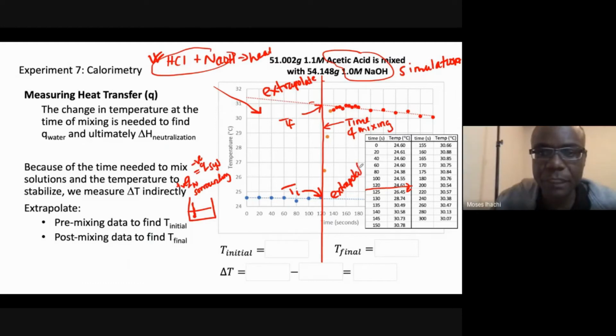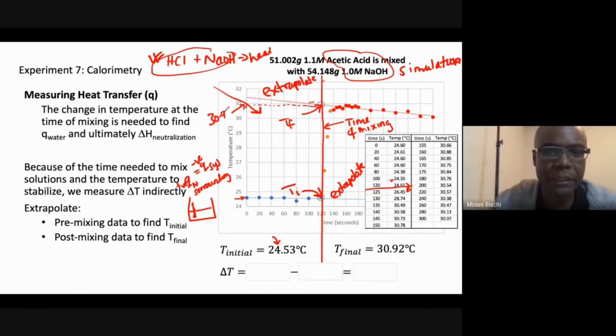So don't just look at the data points and tell yourself, I see the lowest point was 24.55. Nope. You have to draw the line of best fit and extrapolate. Where it crosses the time of mixing, read on the y-axis. That's going to be your initial temperature, and it happens to be 24.5. And then for the TF, read the y-axis. It's just below 31, so it happens to be 30.92.